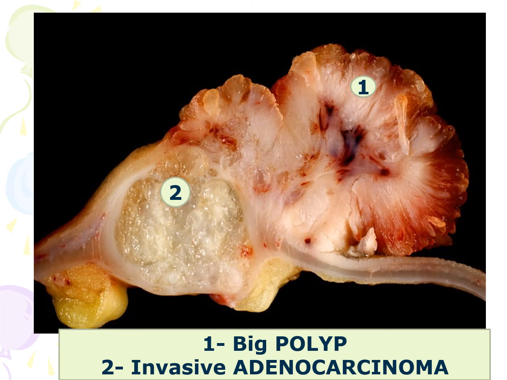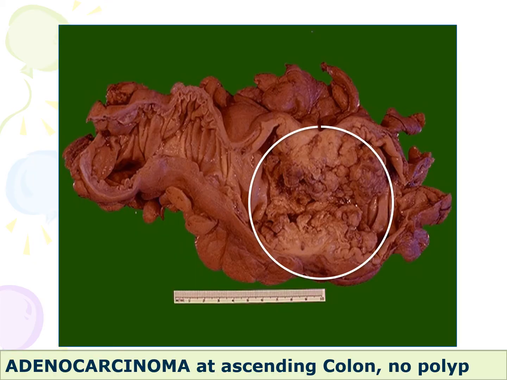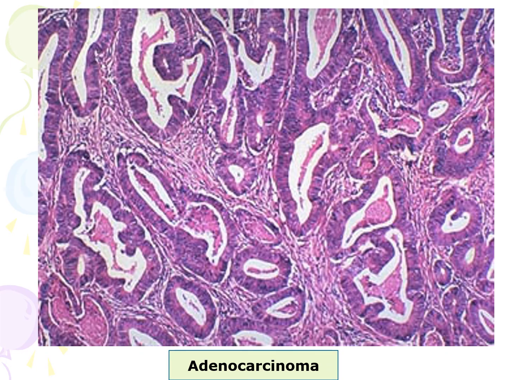This is the gross appearance of a colon adenocarcinoma and a large adjacent polyp. This is adenocarcinoma of the colon at the ascending colon. Staging of colonic adenocarcinoma is based on the degree of invasion into and through the wall. Microscopically, an adenocarcinoma of the colon is seen here. The neoplastic glands have crowded nuclei with hyperchromatism and pleomorphism. No normal goblet cells are seen, which is loss of differentiation.